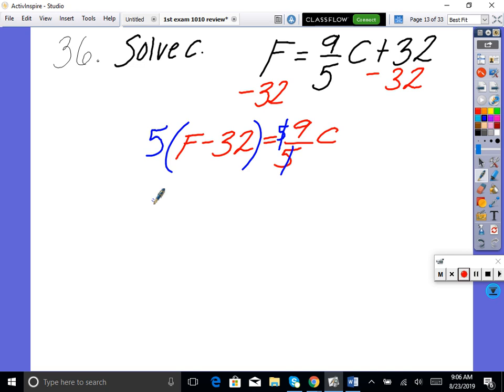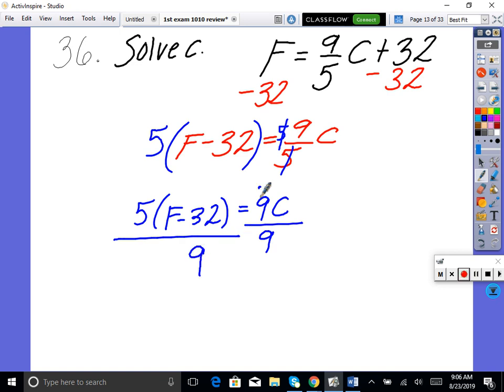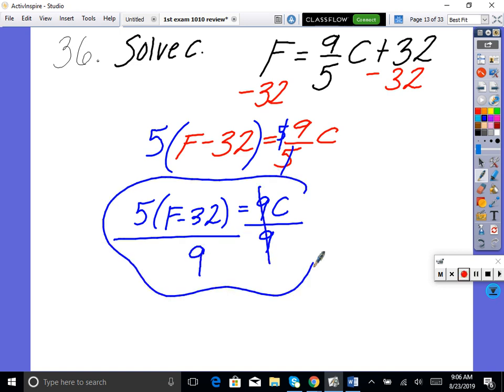So it divides out. So now I have 5, f minus 32. Make sure you use parentheses because when you times 5 over to this side, there were 2 terms. So you need parentheses. 9c, then divide by 9. And our c is all by itself now. So just be really careful, guys, with little things like if you have 2 terms, making sure to put parentheses if you were to times something over.